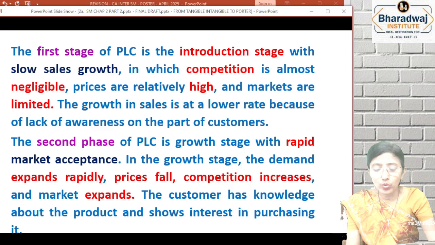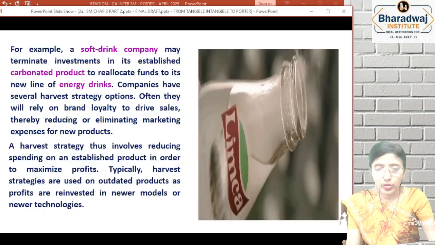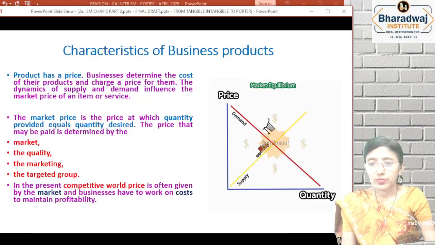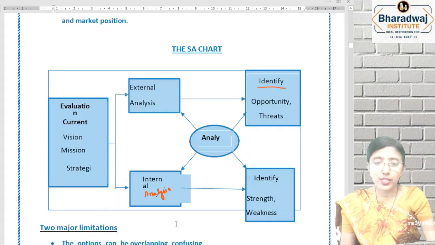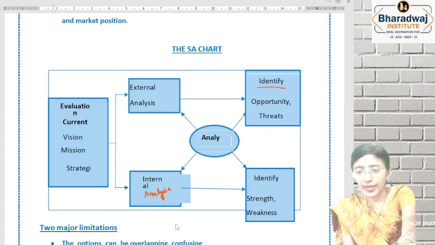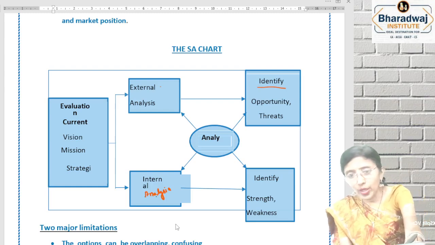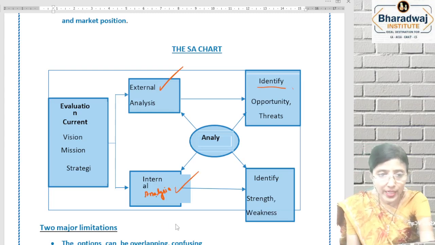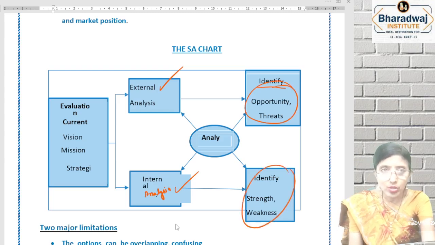What I wanted to tell you is this. There is that essay issues. I wanted to talk to you about essay issues. Okay. So we will use this essay chart, my dear students. Here, evaluation of current vision, mission, strategies, for which as you evaluate, use external factors, use internal factors. That will lead you to identifying opportunities and threats externally, strengths and weaknesses. Based on this, you can go further.